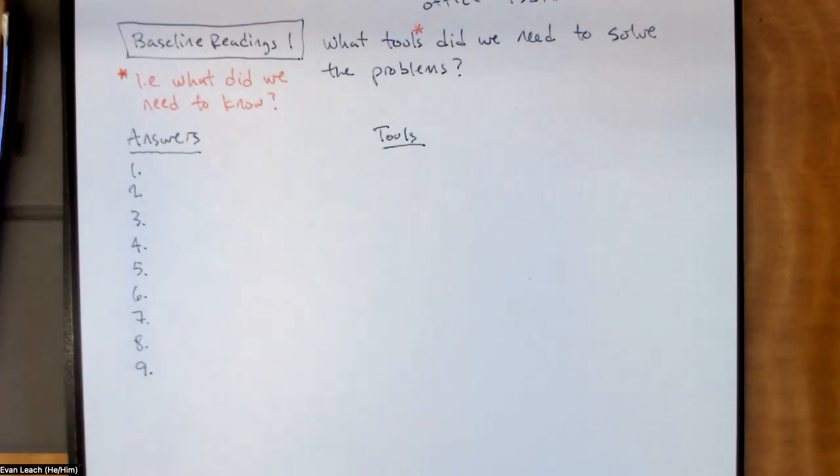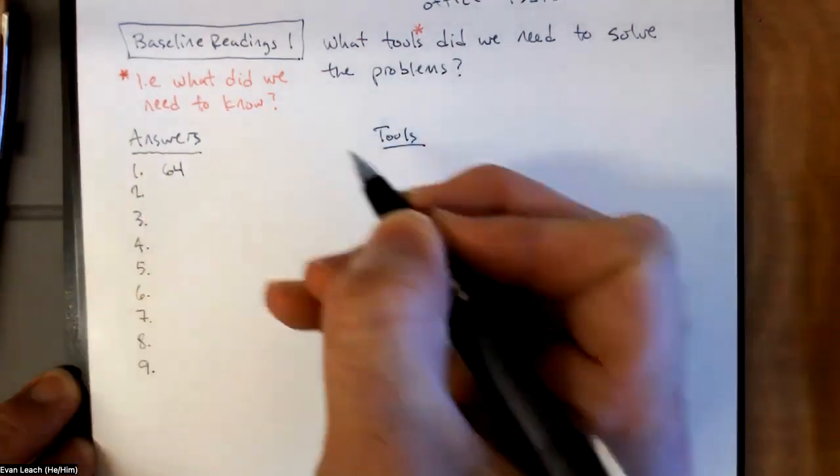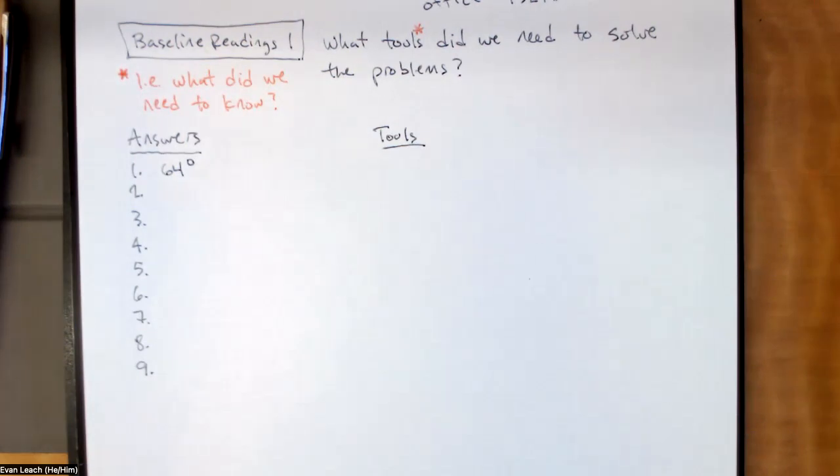Problem number the first. What was the answer? 64. 64 what's? Degrees. So for degrees, we're going to use the same degree symbol that we use for temperature. Put a degree, but instead of writing degrees Fahrenheit or degrees Celsius, we just say degrees.